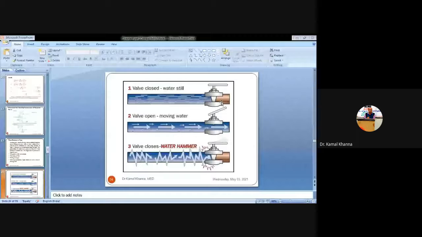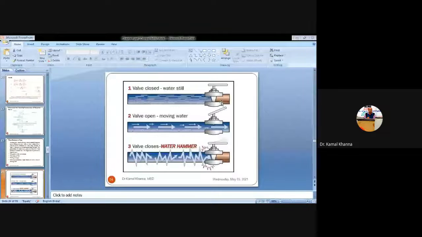As soon as you have closed the gate valve, the water will travel backward, its momentum will be destroyed, it will travel backward along the length of the pipe, and that will cause a certain type of noise. That noise, which occurs due to the travel of the pressure wave in the backward direction in the pipe, is known as water hammering.